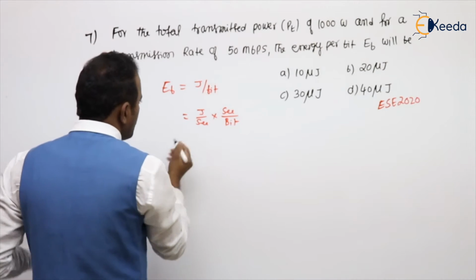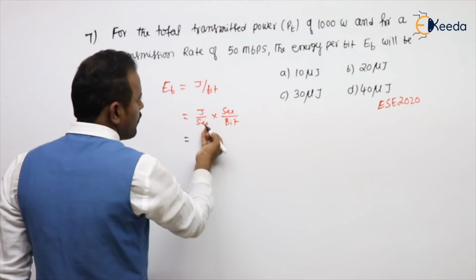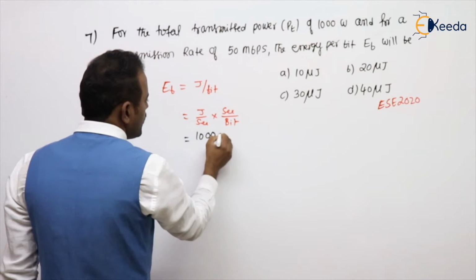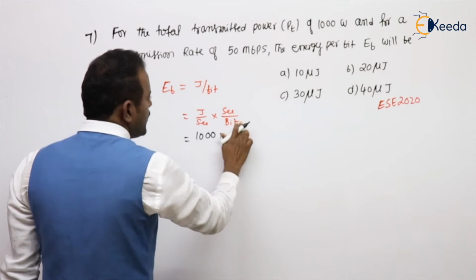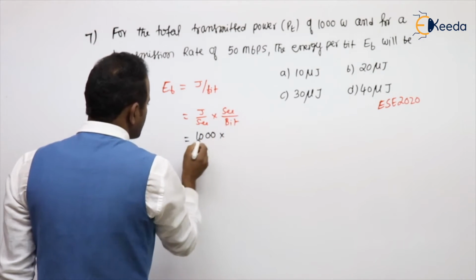Joule per second is called what, students? Power. Power is nothing but joules per second. What is joule per second? 1000. Then we have bit per second, not second per bit. So bit per second is RB, so its reversal is there.